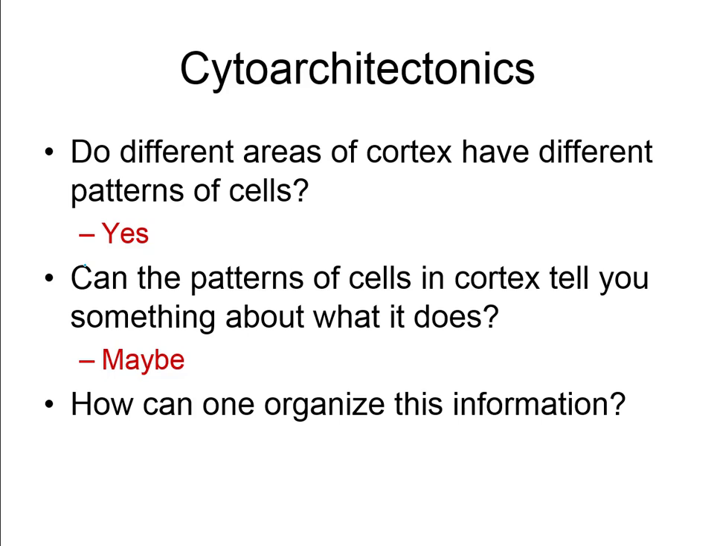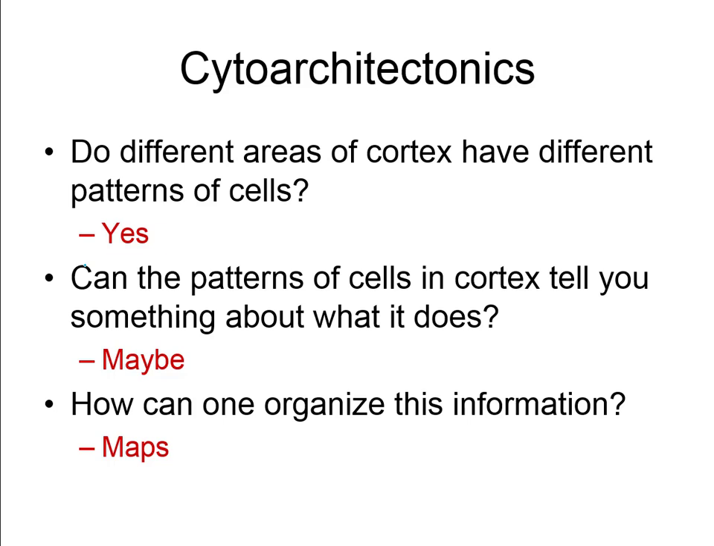Well, wouldn't it be great if all of superior and middle frontal gyri were homotypic cortex, and the inferior frontal gyrus was granular cortex, and the precentral gyrus was agranular cortex, and the postcentral gyrus was granular, and then superior parietal lobe was homotypic. I mean, it would be great if they were just lined up with gyri, but they don't. So how are you going to try and organize this type of information?